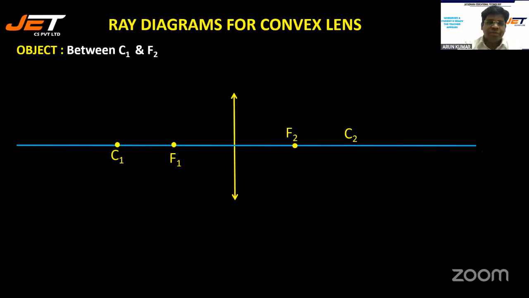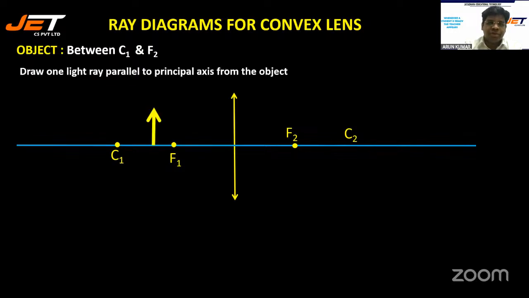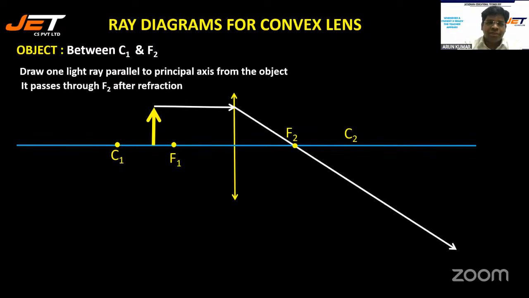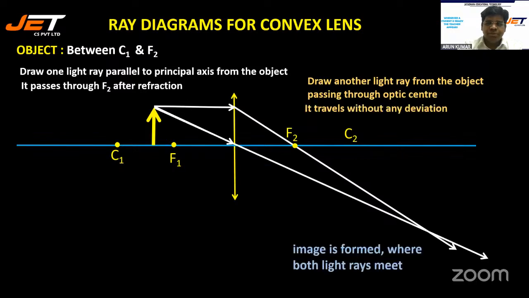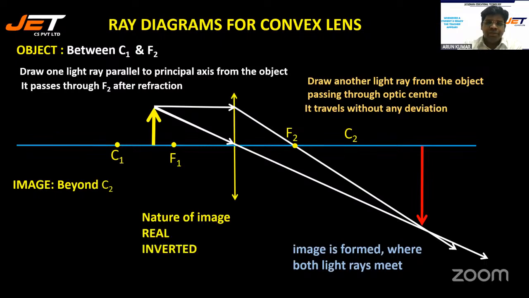When it is between C1 and F1, students. C1 and F1, sorry. So draw one ray parallel to principal axis. Passes through F2. The other through optic center. So when it's between C1 and F1, the image is formed beyond C2. Nature of the image is real, inverted, and enlarged, magnified.